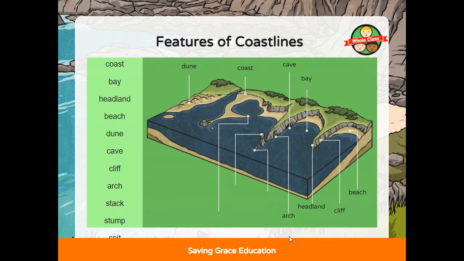If a cave is formed in a headland, and it eventually breaks through to the other side, it forms an arch. The arch will gradually become bigger until it can no longer support the top of the arch. When the arch collapses, it leaves the headland on one side and a stack, a tall column of rock, on the other.